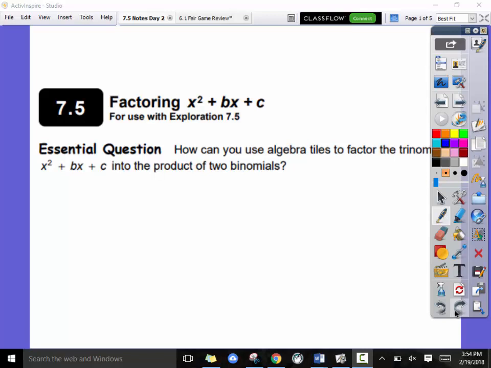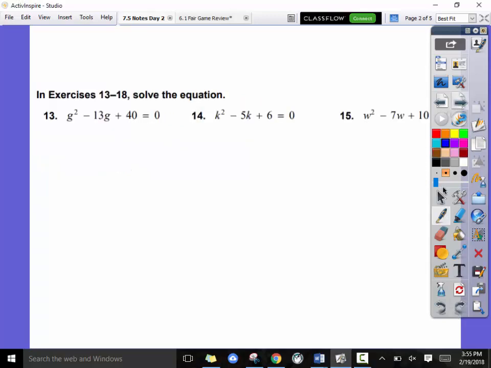Okay, we're going to continue where we left off in the 7.5 lesson, just adding one more step. So you're still going to factor the trinomial expression, and then you're also going to solve today. So go ahead and find this page, and we're going to start with number 13 because we already did 1 through 12 as notes the other day.